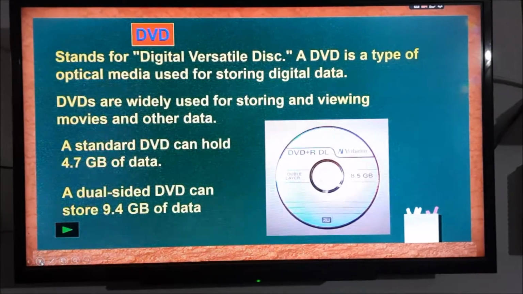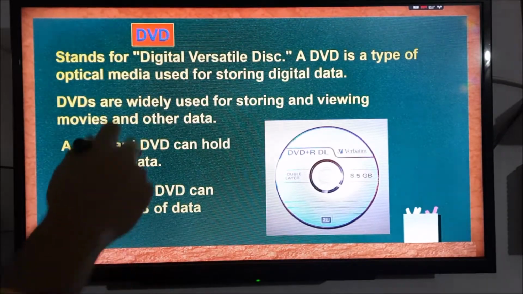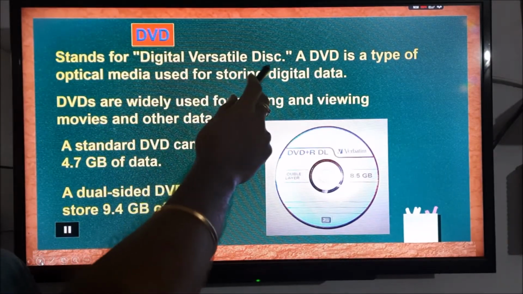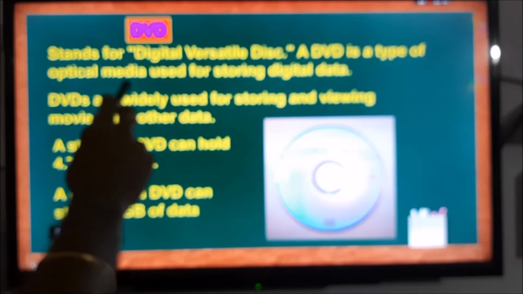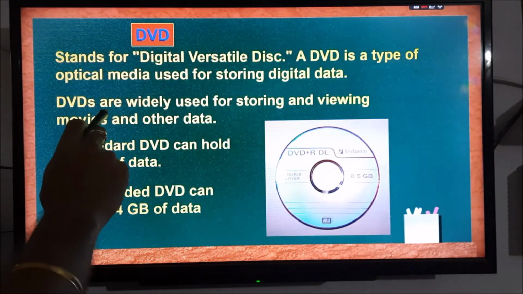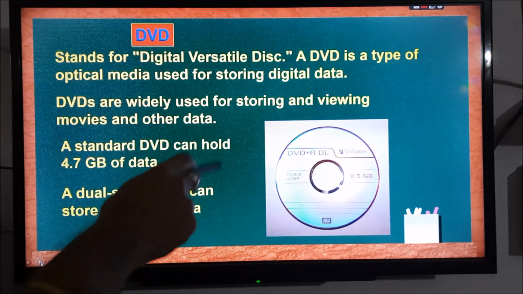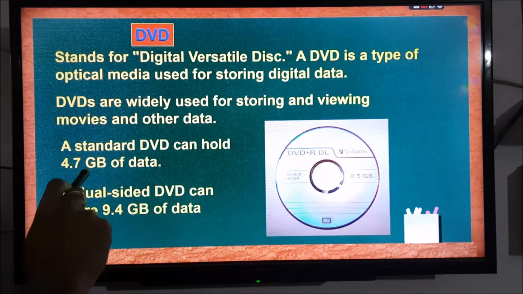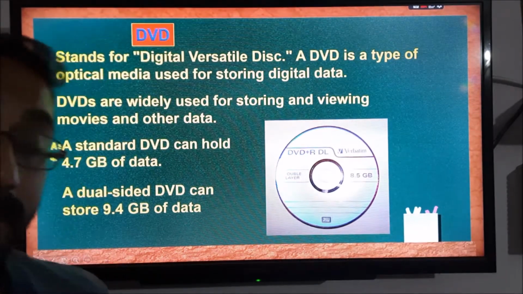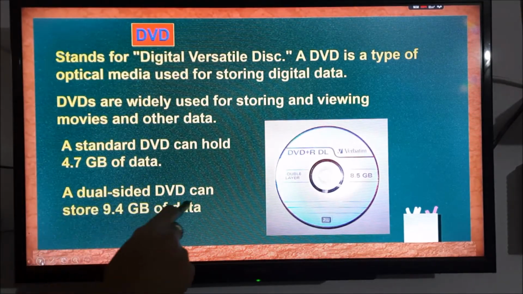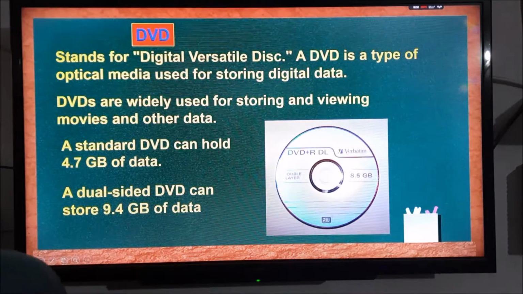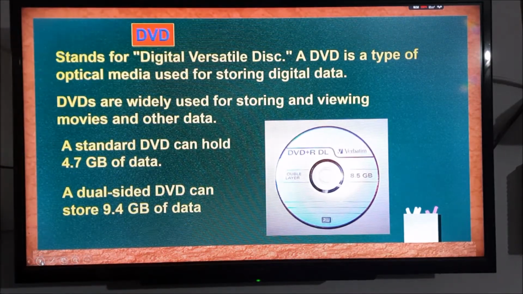Now we are going to learn about DVD. The full form of DVD is digital versatile disc. A DVD is a type of optical medium used for storing digital data. DVDs are widely used for storing and viewing movies and other data. How much can a standard DVD hold? 4.7 GB of data, and a dual-sided DVD can store up to 9.4 GB of data.